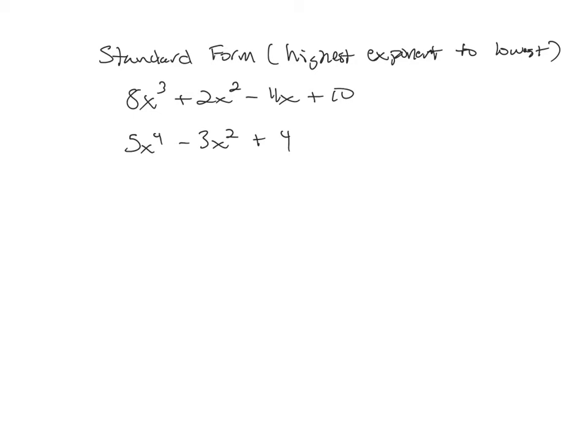You know, it can skip. This doesn't have to go 3, 2, 1, number, as long as the highest one is first, and then the next highest one is second, and so on. Number always at the end. So the constant, that's always 10, that's always 4. The other ones would change because if x was 2, well then it changes. If x was 5, then it changes. If x is negative 2, then it changes. But that's still 4 and that's still 10. It's constant, doesn't change. Okay, so standard form, highest exponent to lowest. All right.